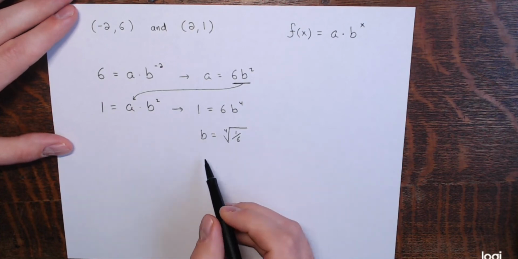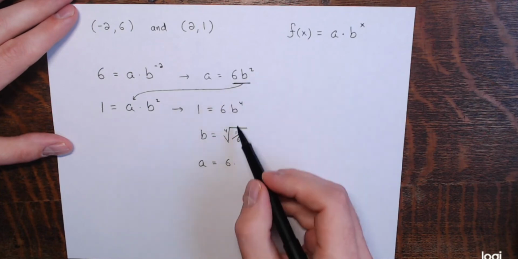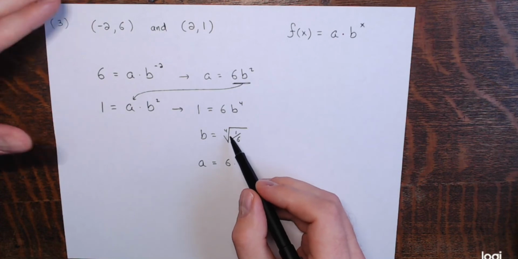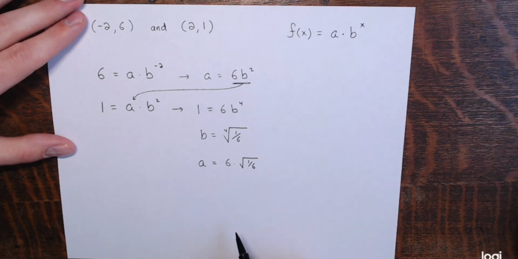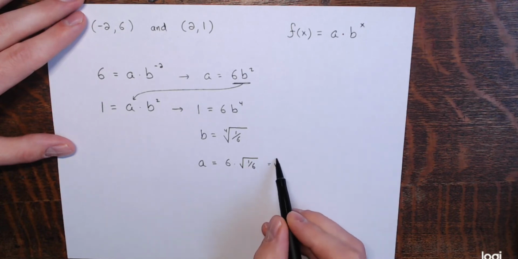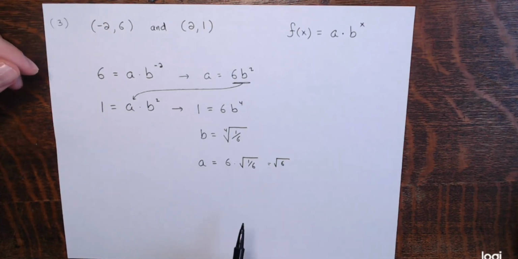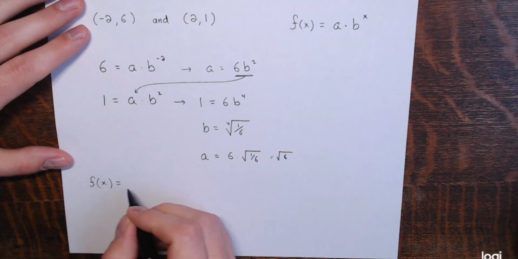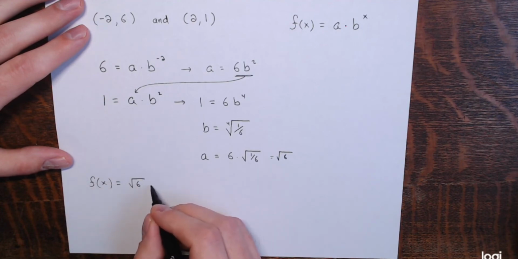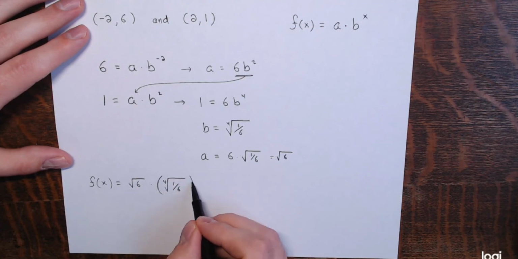And then if that's the case, then a is 6 times b squared. This squared would be the square root of 1/6. And actually this just ends up being the square root of 6 if you think about it. This is 6 divided by the square root of 6 basically. So we have f of x equals the square root of 6 times the 4th root of 1/6 to the x power.